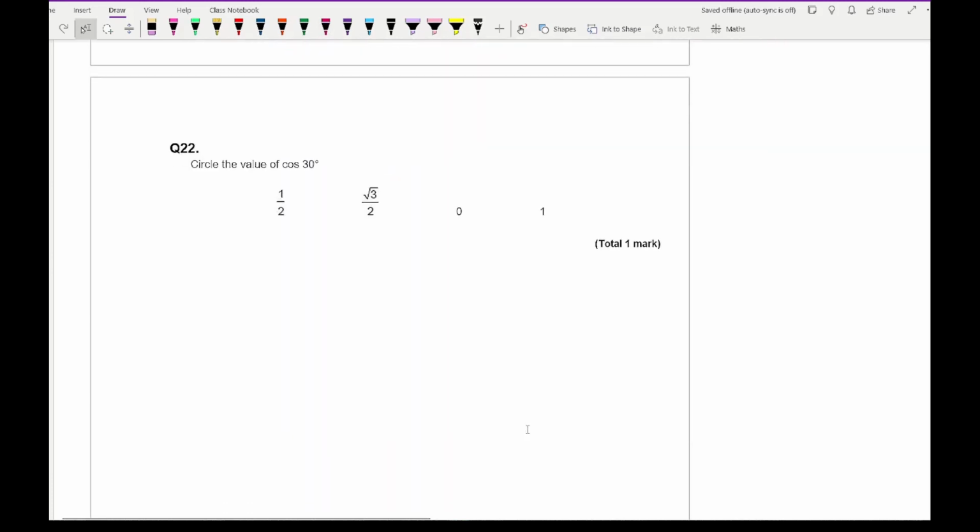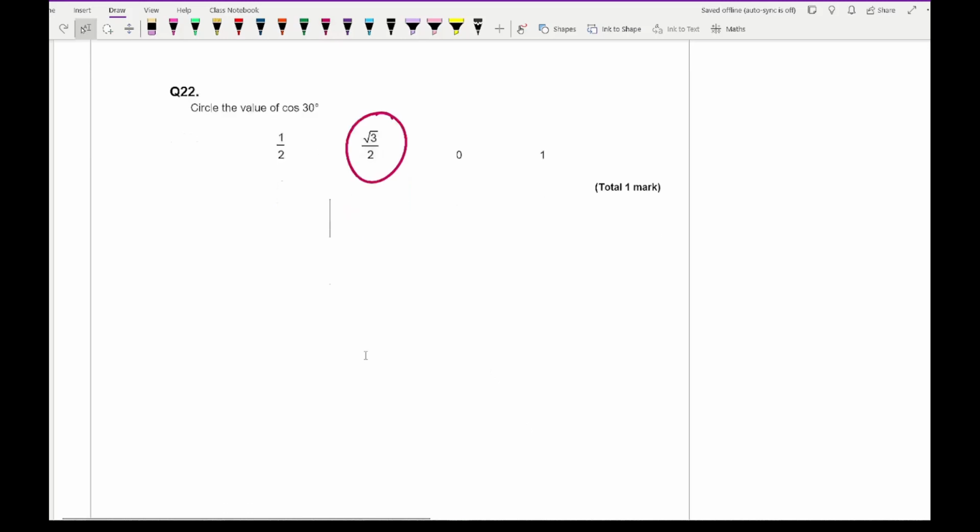Then with question 22, it says to circle the value of cos 30. So again, remembering your exact values of trig, you should recognise that it's root 3 over 2.